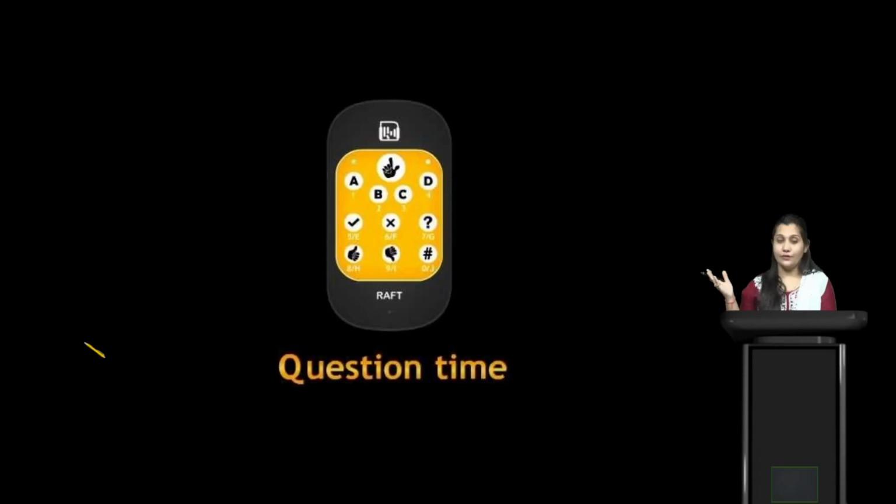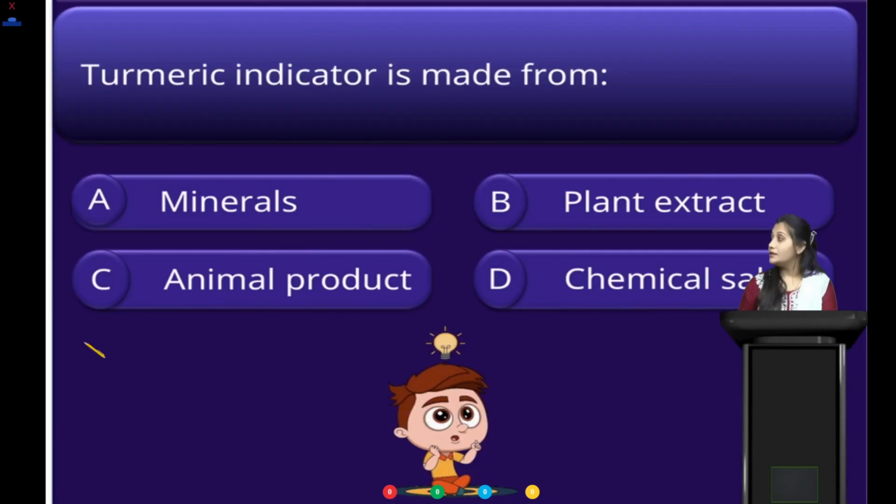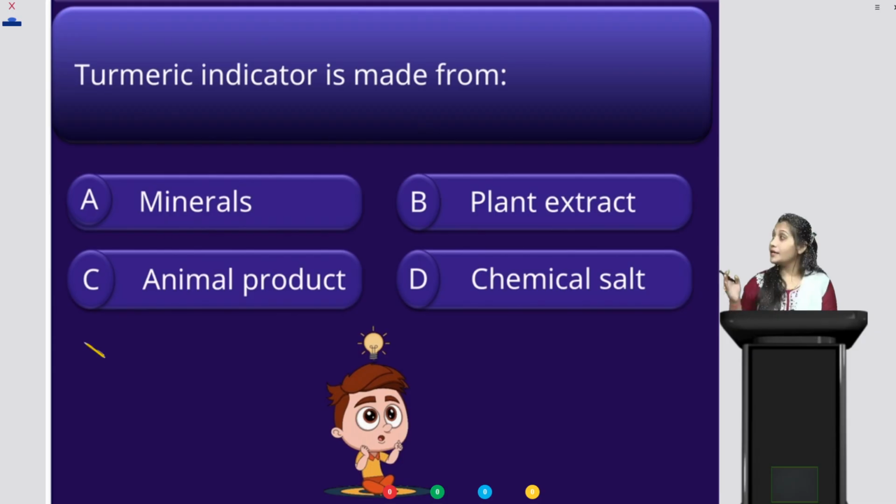Let's see what we have. Again we have another question. Turmeric indicator is made from: option A, minerals; B, plant extract; C, animal product; D, chemical salt. So you have the four options and you need to answer the correct option. I hope all of you understood the question, and I will give you a 30-second timer again. So your time starts.